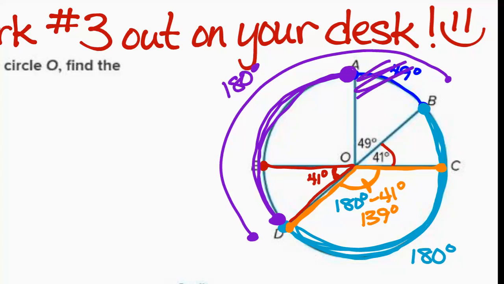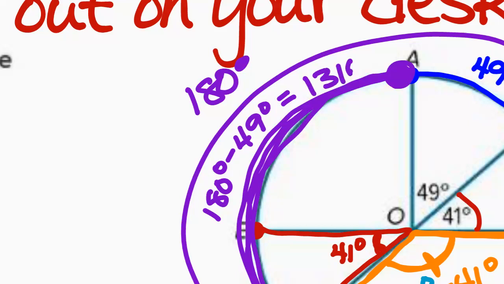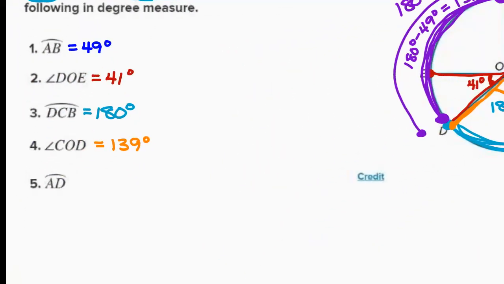And I want to get rid of this part so that I have just arc AD. So what could I do to find this arc right here? 180 minus 49 would be how much? 131 degrees. Very nice work.